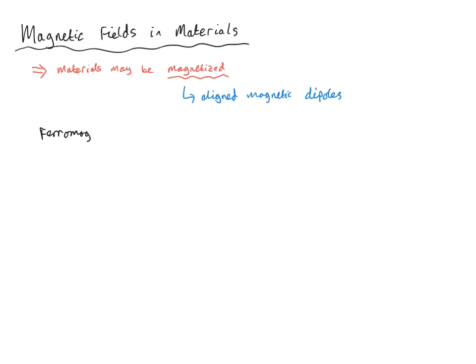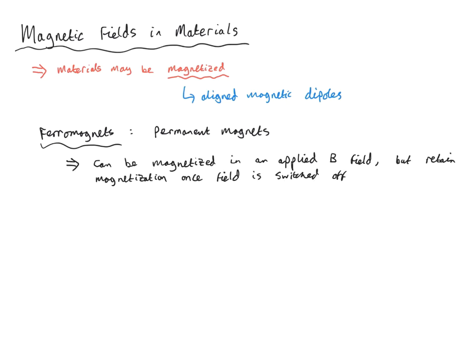Ferromagnets are permanent magnets. This means that a ferromagnetic material might become magnetized when placed in an external or applied magnetic field, but then when the field is switched off, the material retains its magnetization.